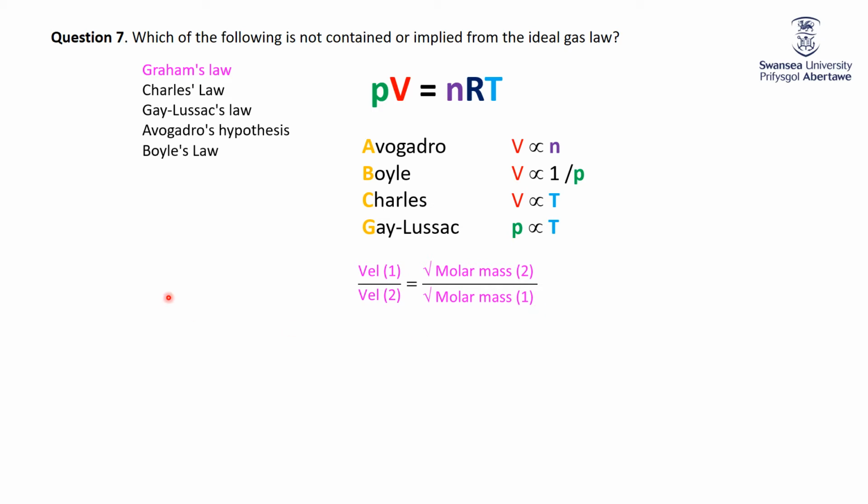Big molecules move more slowly. So obviously very important law, but nowhere do we see velocity, molar mass directly in the ideal gas law. So the answer here is Graham's law is not part of the ideal gas law.